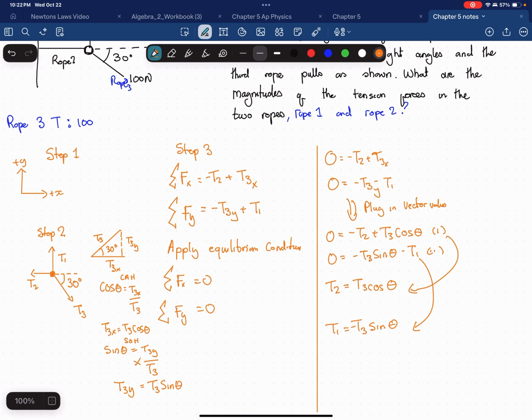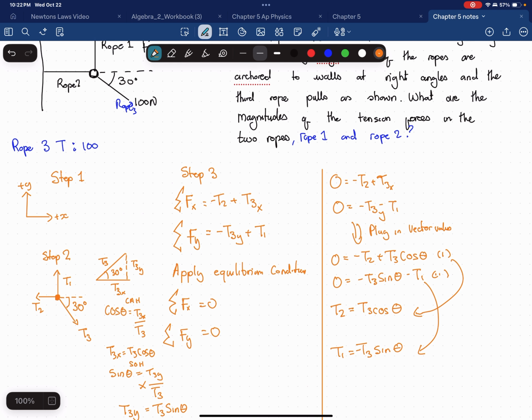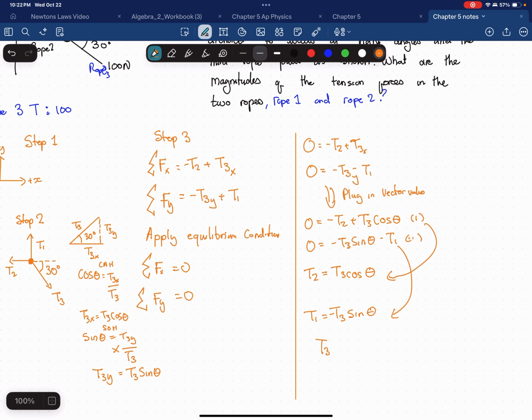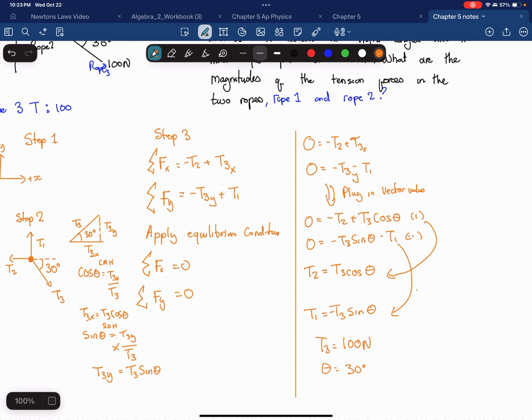Boom. We solved the problem. We have the correct formulas. The physics is done. The physics is finished. Now it's just math. If we look at our line there, we know T3 has a magnitude of 100 newtons, and theta is 30 degrees. Celsius, that's funny, I'm sorry, guys. Anyway, just plug that into a calculator, and there are your magnitudes.